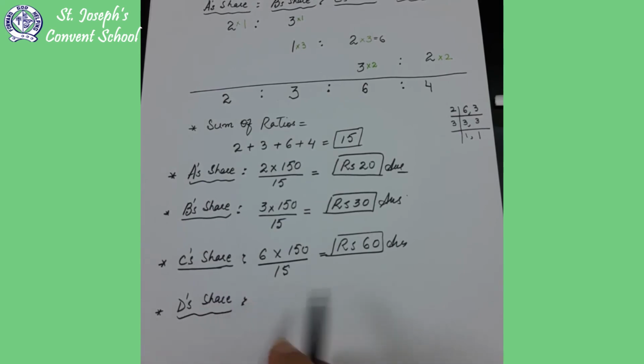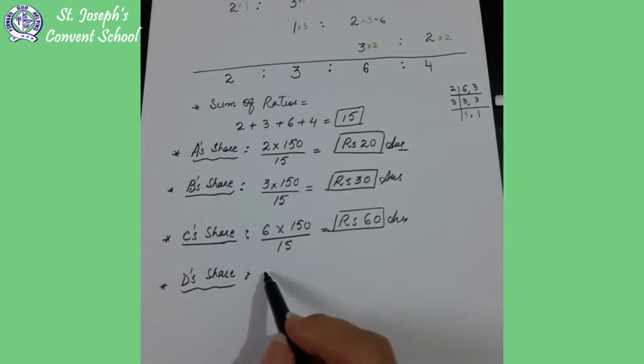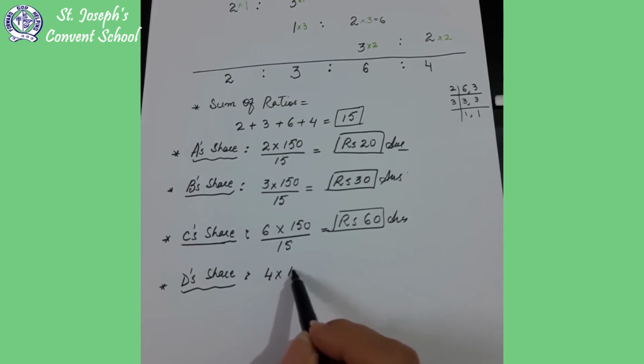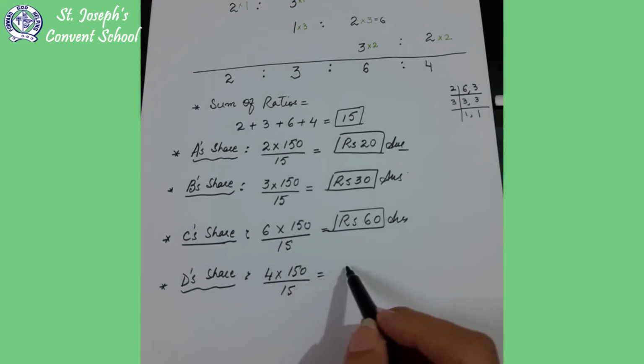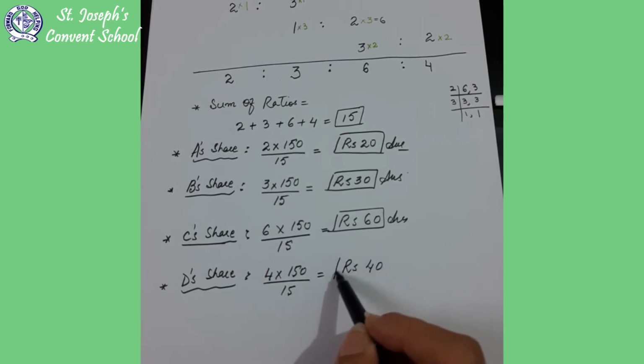D's share. D is 4 into total amount 150 divided by sum of ratio 15. So after solving it with calculator, you will get rupees 40. So this is the answer.